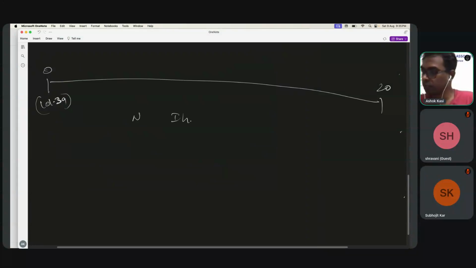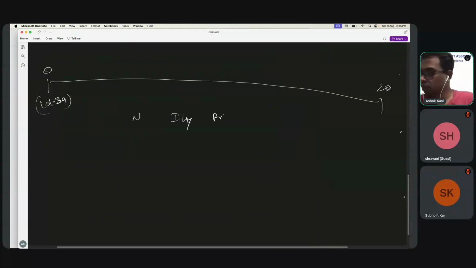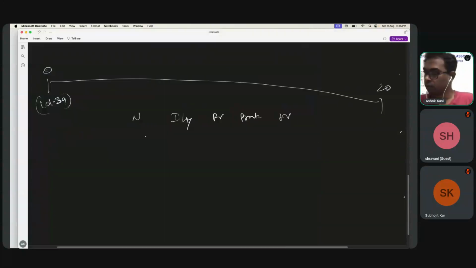First we need to know the current IY before we work out the change. For a change of 1 basis point, what is the current IY? N is 20 years. Present value is 101.39.